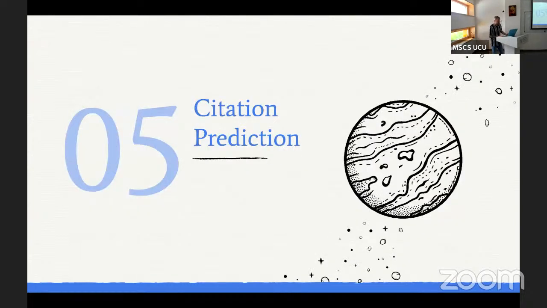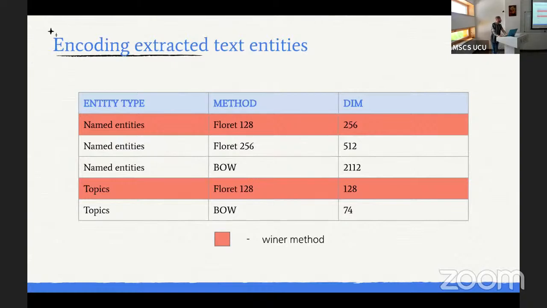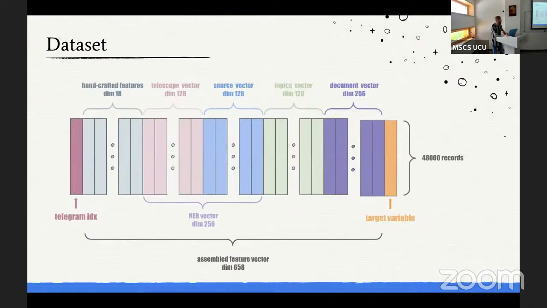And now the final part, citation prediction. First of all, we compared the different methods and encodings that we created with some baseline methods for encoding the named entities and topics we extracted. In both cases, the Floret with embeddings of size 128 was the best method. So the final dataset that was used is composed of the telescope vector stacked with the source vector, stacked with the topics vector, stacked with the document vector, stacked with the 18 handcrafted features.